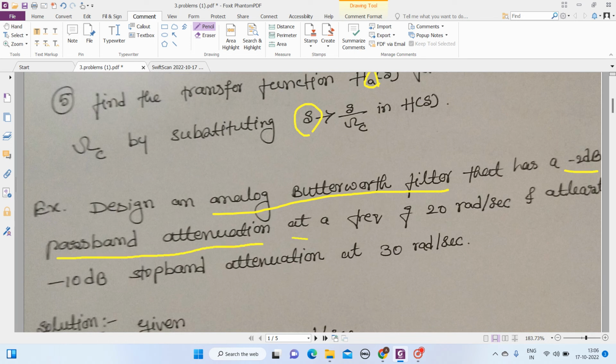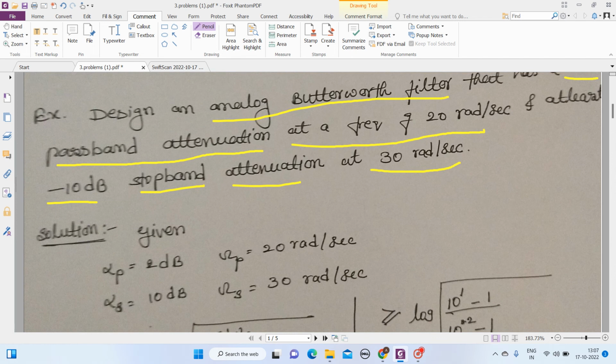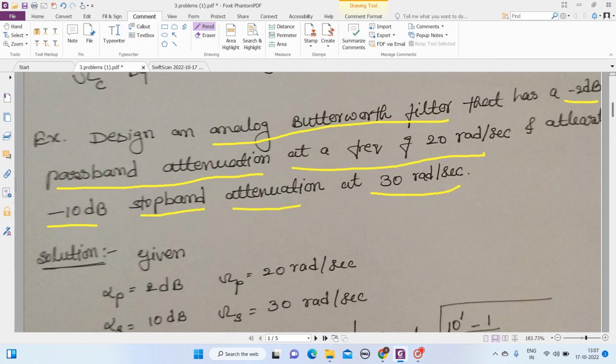Okay, at a frequency of 20 radian per second, and at least -10 decibel stop band attenuation at 30 radian per second. Have you understood this problem? If you do not understand, I will explain in detail. Okay, so actually it is a design of a low pass filter, right? So it is a design of a low pass filter.